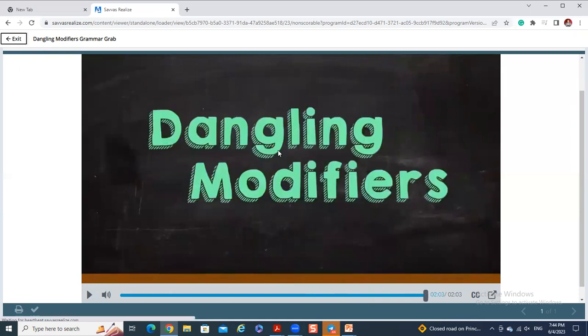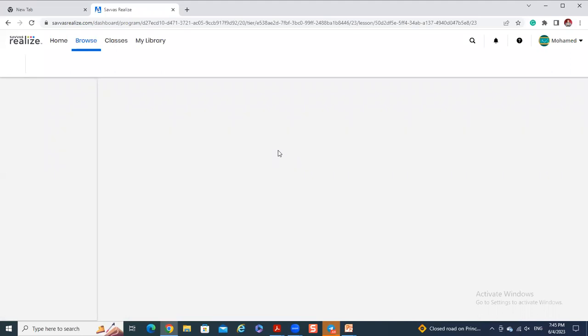So now he explained for us what it means by a modifier. It's a word or a phrase that modifies a word, like an adjective or an adverb. The dangling modifiers, as we said, like the participial, come at the beginning of the sentence, but it doesn't modify the word that comes after the comma.